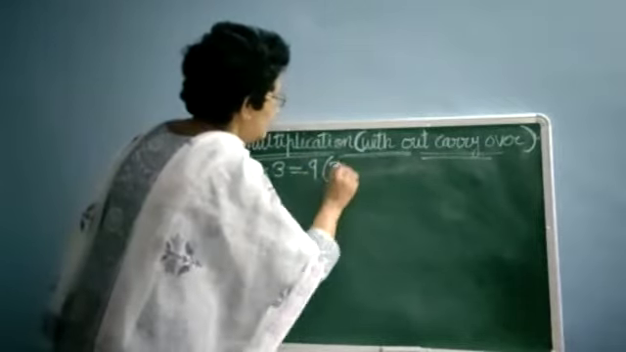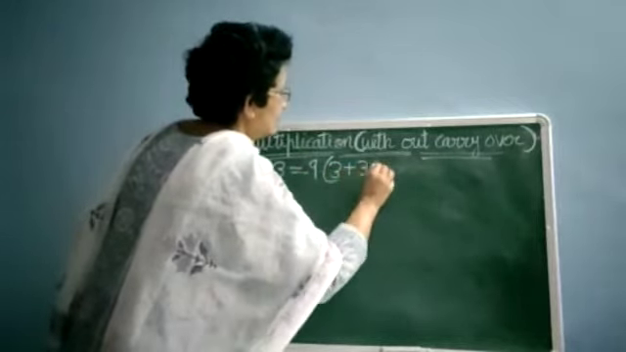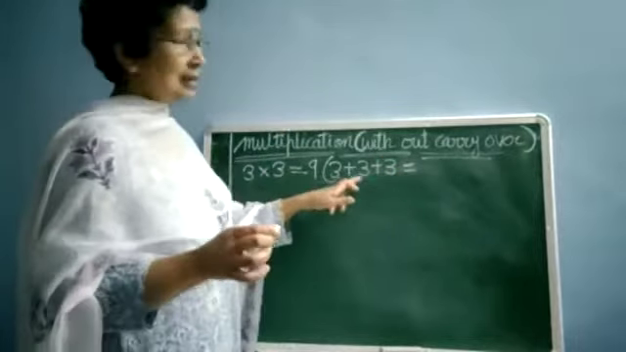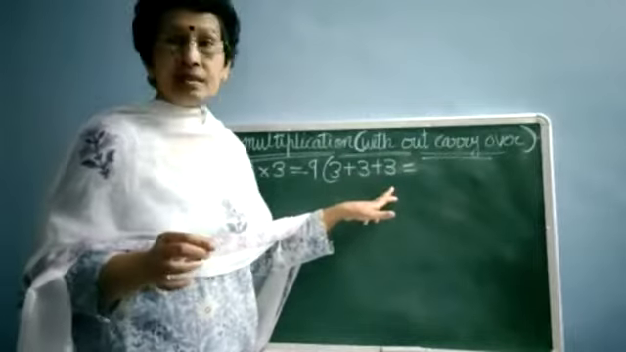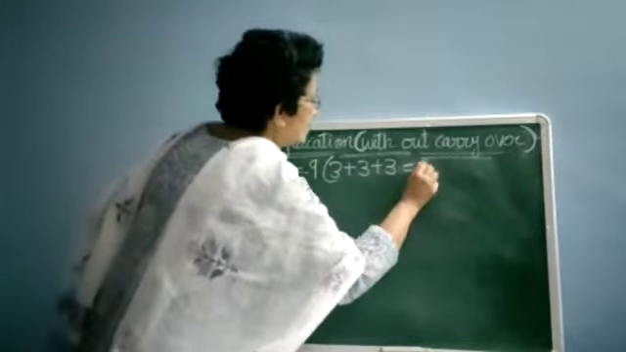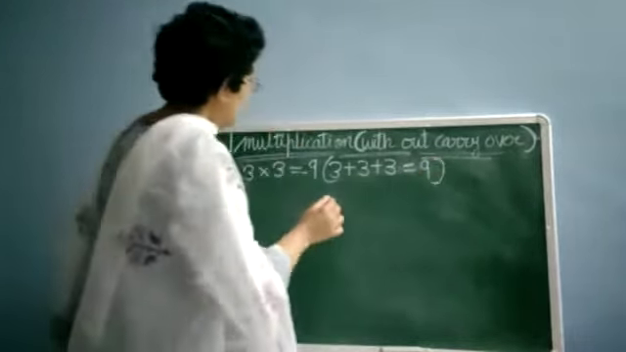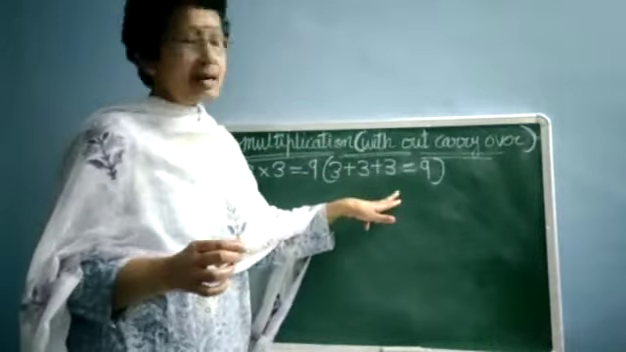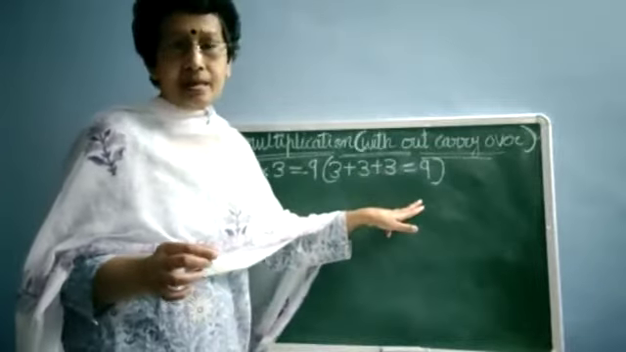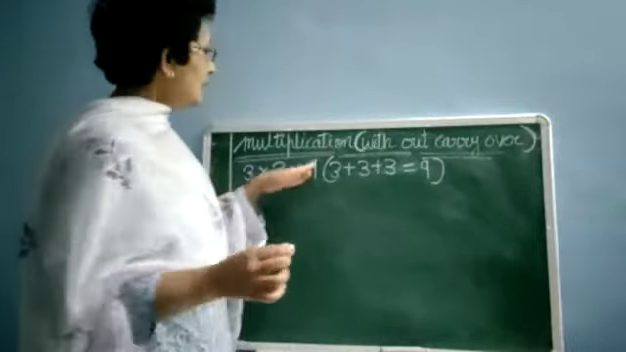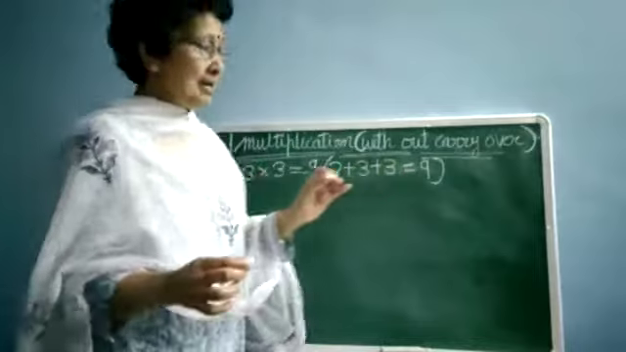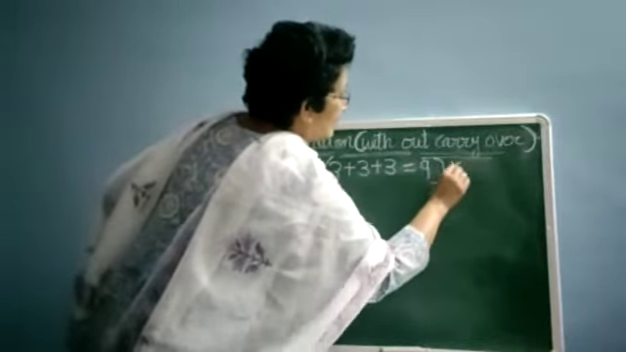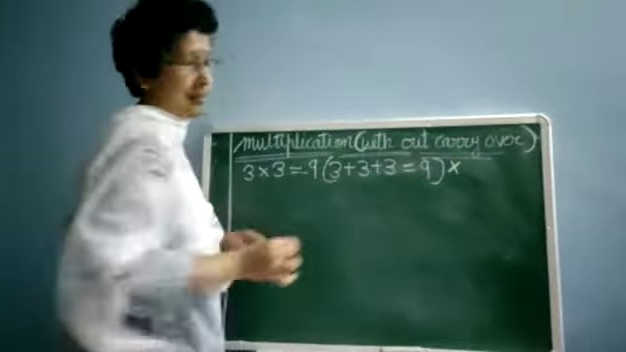So, 3 plus 3. We will add it and see. 3 plus 3 is 6. Plus 3 is 9. So, our answer is 9. So, here 3 3's are 9. Here again 3 3's are 3 plus 3 plus 3 is 9. Repeated addition. So, this is our multiplication means repeated addition. This is our sign for multiplication.